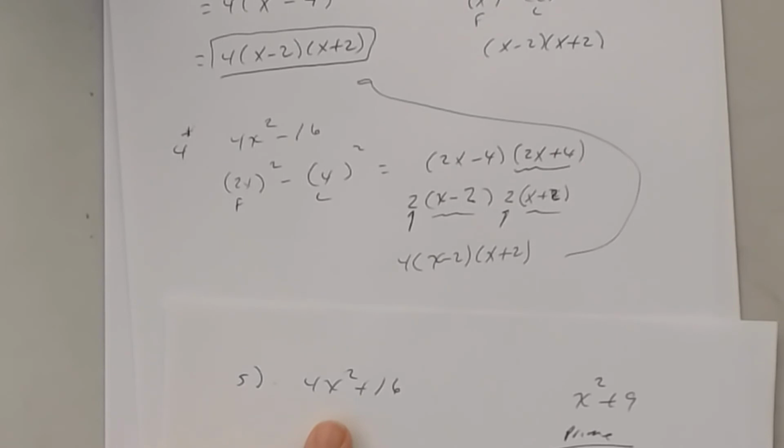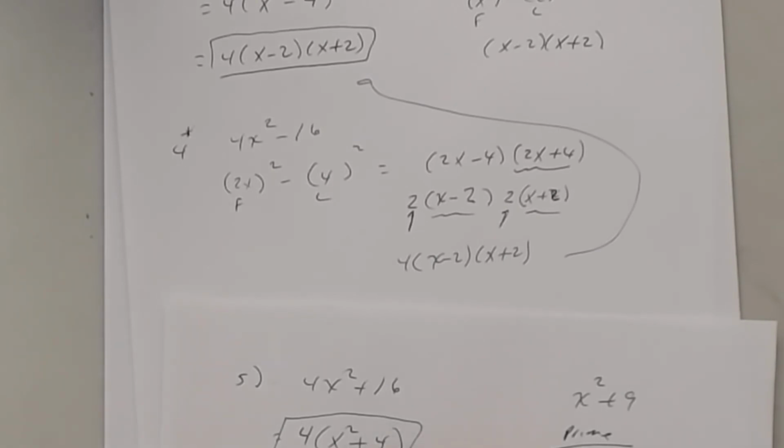What was the first thing you always should do? GCF. What is the GCF? 4. So what's the answer? 4 times x squared plus 4. And you're done. You factor. That's the answer. Don't say the answer is prime. Because the first thing of factoring is to factor out the GCF, if it's other than 1.